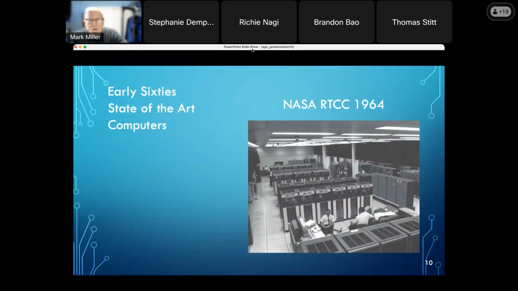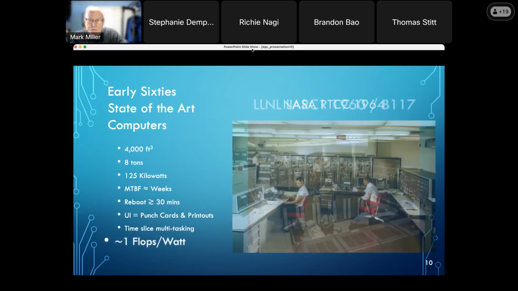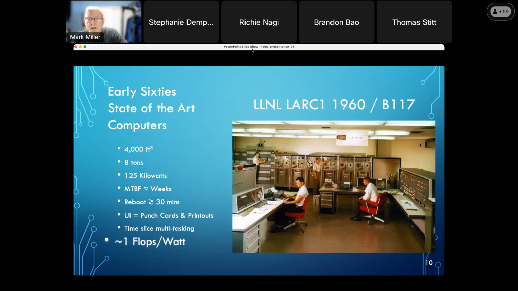So for a little bit of context here, we'll look at computing in the 1960s, the state of the art. The machines were really, really big. They weighed a lot. They took up a lot of power. They weren't super reliable. The mean time between failure was on the order of weeks. When they needed to reboot, it would take 30 minutes or more. The interfaces were very simplistic, and they were down around 1 flops per watt. For context, that's the Livermore Advanced Research Computer 1 in the basement of Building 117 in 1960.